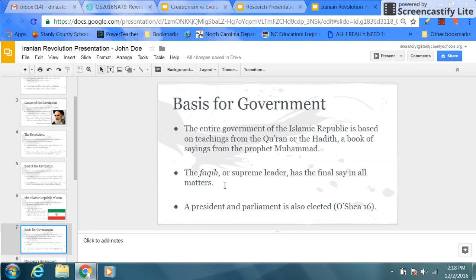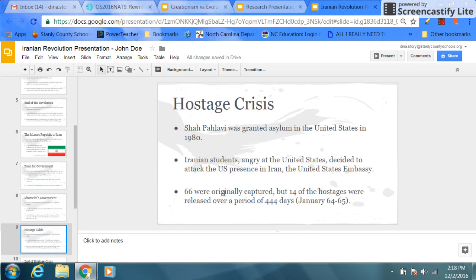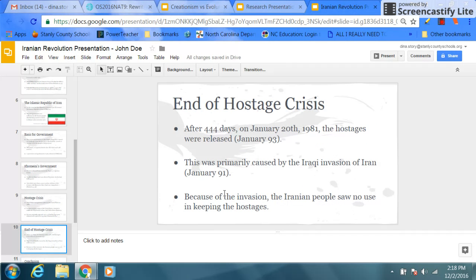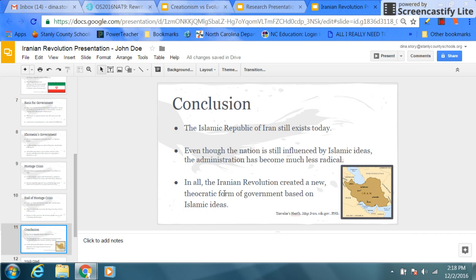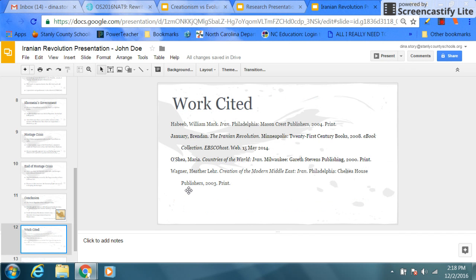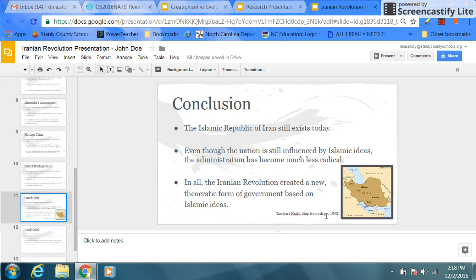So he has images interspersed with the information on his slides. Couple things about his slides. If you notice his works cited page, he has chosen to add the citation as well on the slide.